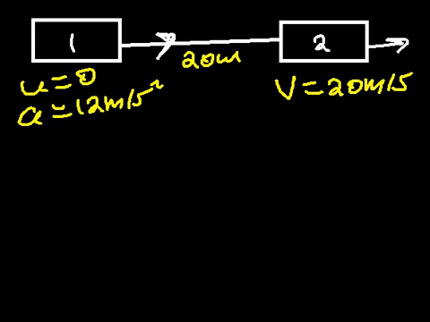Now the point of interest is when object 1 will overtake or catch object 2, and after that, what is the distance object 1 has to travel in order to catch object 2. That's the principle behind the racing case of motion, or we call it the lagging case of motion.